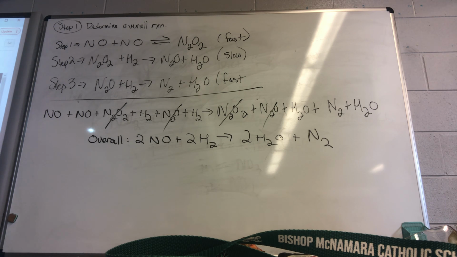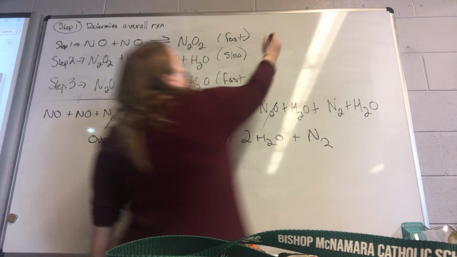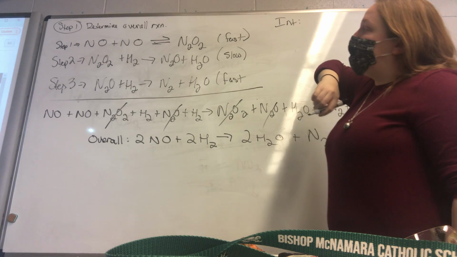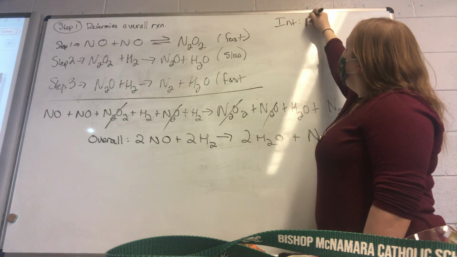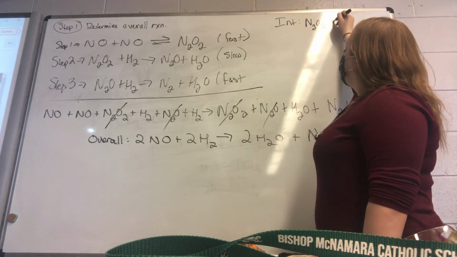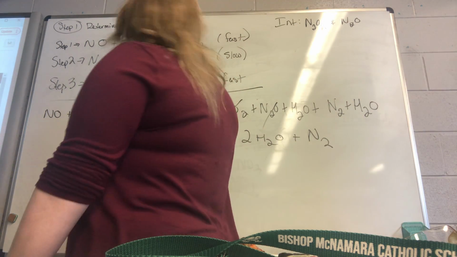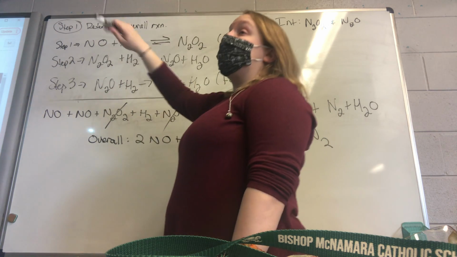Okay, all right, so let's talk. First things first, are there intermediates? Yes, there are. There are 2. What are the 2 intermediates? N2O2 and N2O. Okay, yes. What do we look at for the intermediates? That's a good question. We were just talking about this.